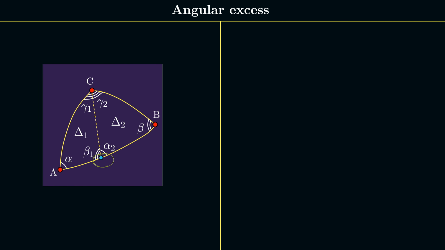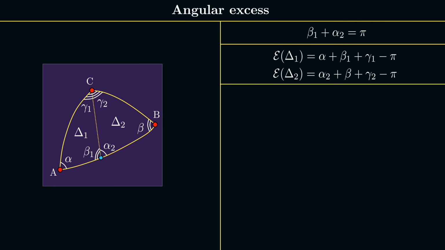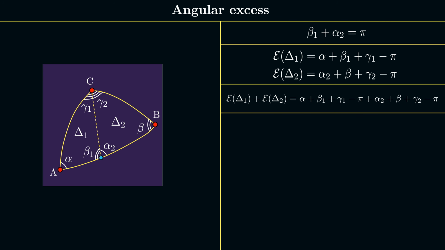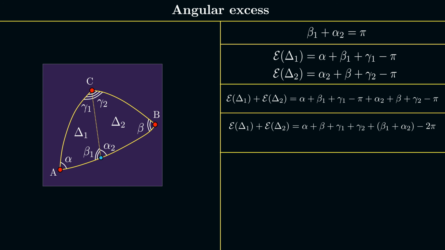Pay attention to the point where the internal segment intersects the side of the original triangle. Here, angles beta 1 and alpha 2 form a straight angle, so their sum is equal to pi. Now, let's write down the angular excesses for triangles delta 1 and delta 2 and add them together. After grouping the terms, the expression beta 1 plus alpha 2 appears, which can be replaced by pi.